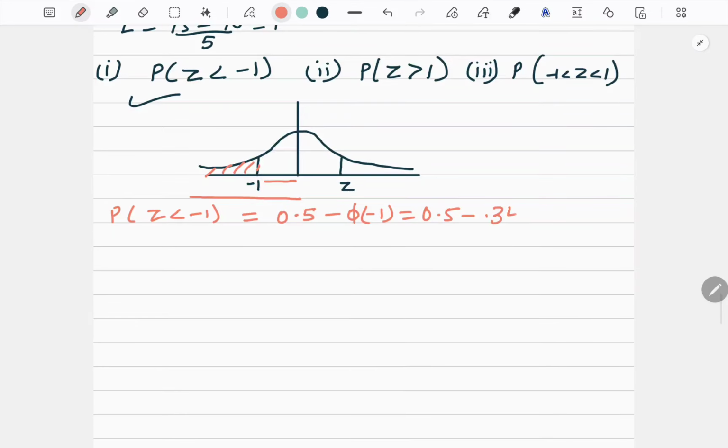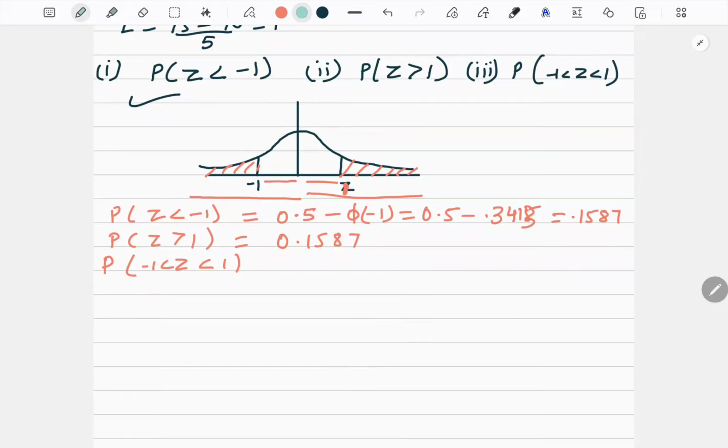Okay. So 0.3413. So how much I'll get? 0.5 minus 0.3413 is equal to 0.1587. Correct? Now probability for z is greater than 1. So if this is 1, so z is greater than 1 means this area. So this area is how much? Again 0.5 minus phi of 1. So I'll get the same thing, 0.1587.